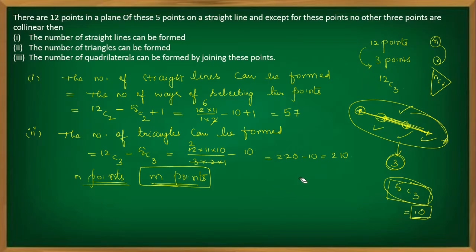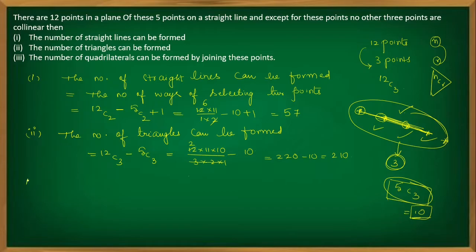If you want, you can remember this also, but remember the logic, remember the concept, right? Whenever you want a triangle, we need 3 points, so we always select 3 points. But whenever some points are collinear, that does not give any triangle, so that's why we subtract that number, 5C3.